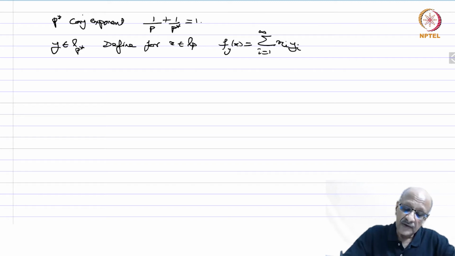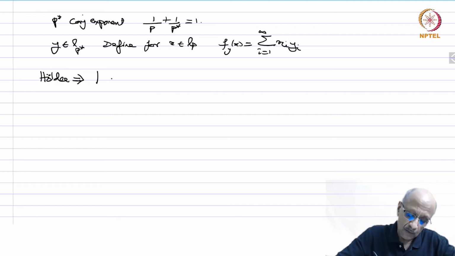I am doing this in the real case. If it is the complex case, it will be xi yi bar. So that is a convention which we take. We are doing everything in the case of reals, but you can change it with yi bar, and whatever I am going to say will go through, and therefore we will just work with this. So then, is this well defined? Yes, because of Holder's inequality.